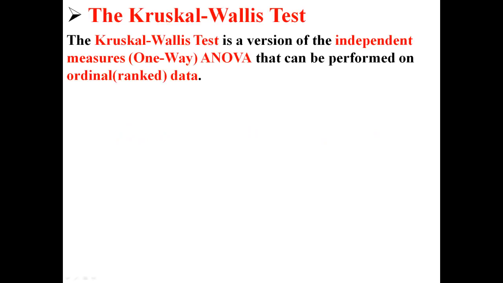In this lecture, we're going to perform a Kruskal-Wallis test. The Kruskal-Wallis test is a version of the independent measures, or one-way ANOVA, that can be performed on ordinal or ranked data.